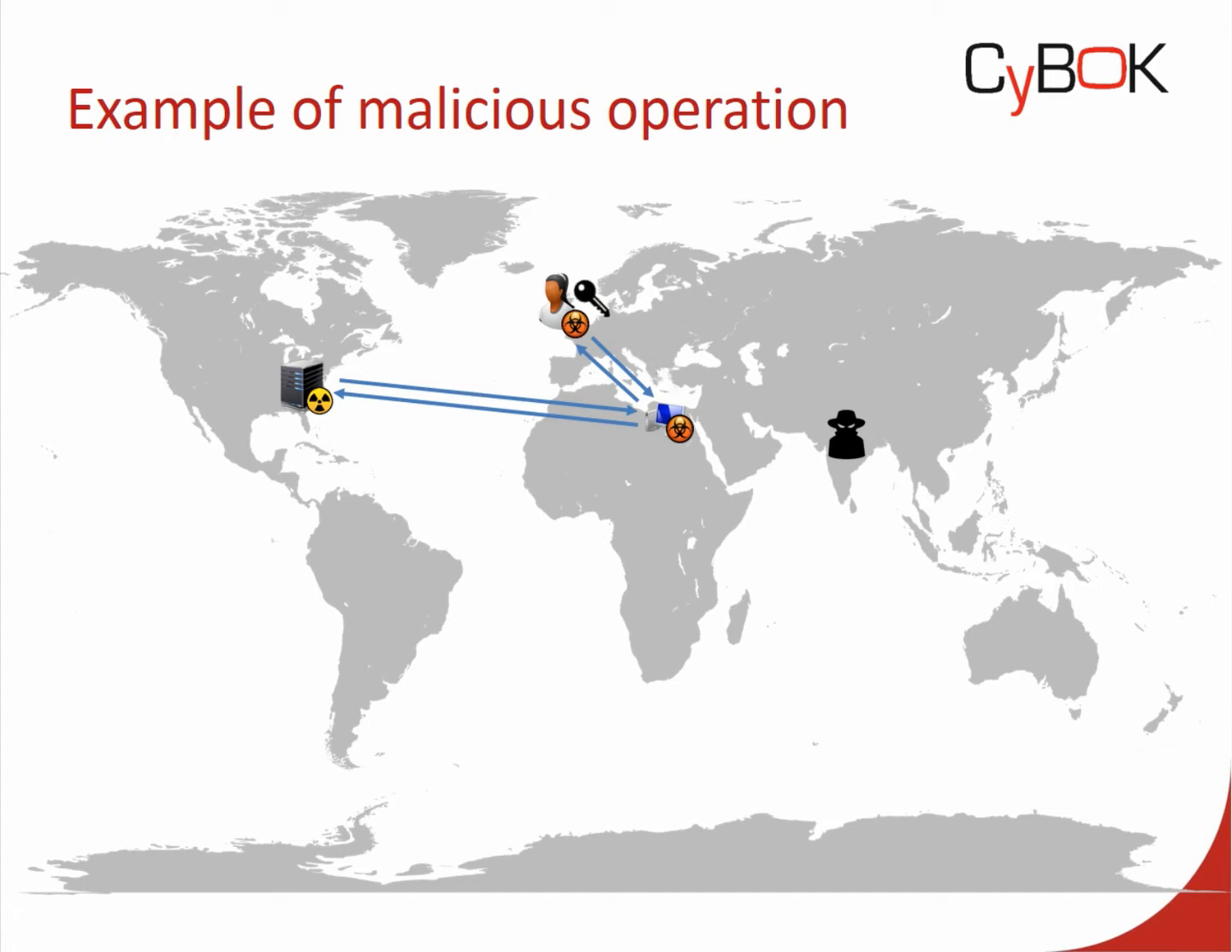Now, as you can see, this is a rather simple malicious operation. The victim gets infected with malware and her files get encrypted and they get released only after she pays a ransom. But as you have seen, there are many actors involved, many different technical elements involved, and so on and so forth. And these technical elements are all needed for the operation to be somewhat successful.